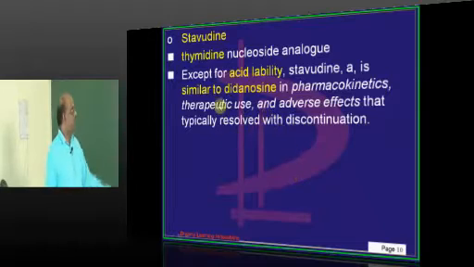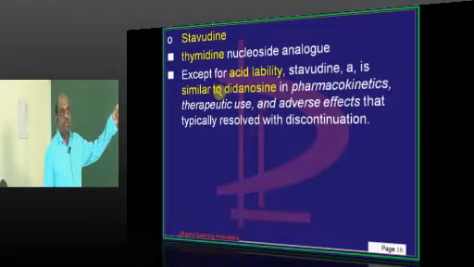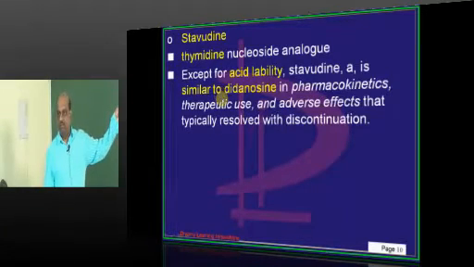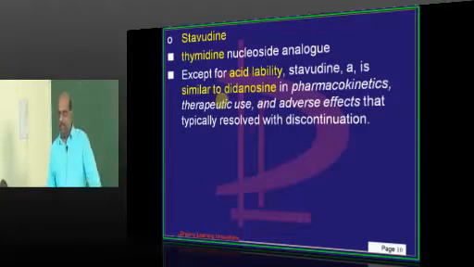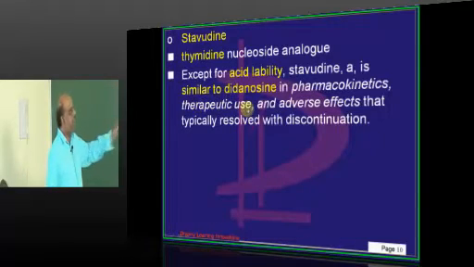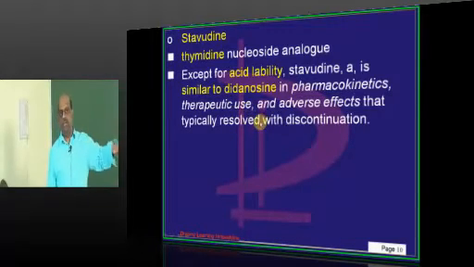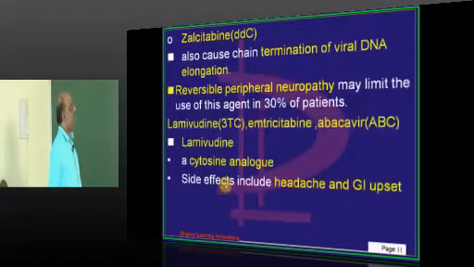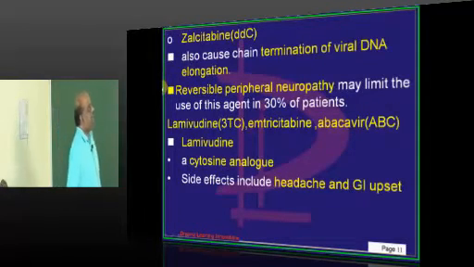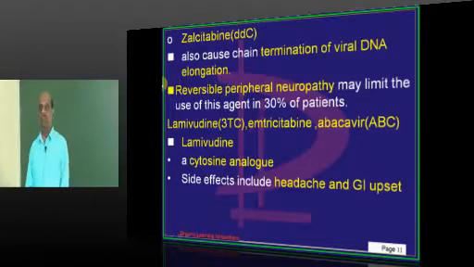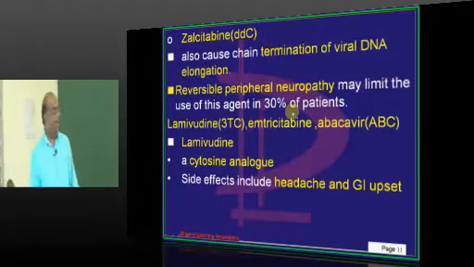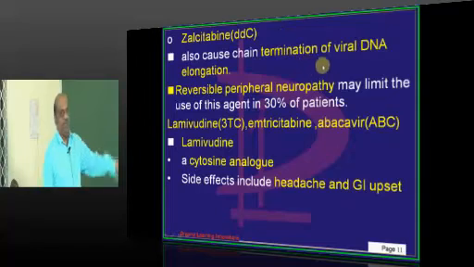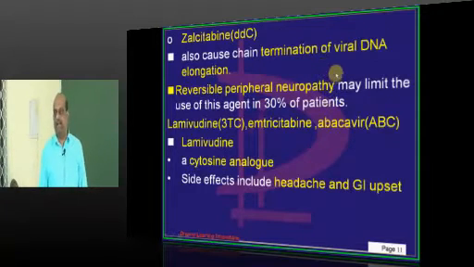The only thing is acid lability is an issue; except for that, it is labile to acid. Everything else, pharmacokinetics, therapeutic uses, adverse effects, everything of stavudine and didanosine are similar. Then what is zalcitabine? Basically, it will terminate the elongation of the viral DNA.